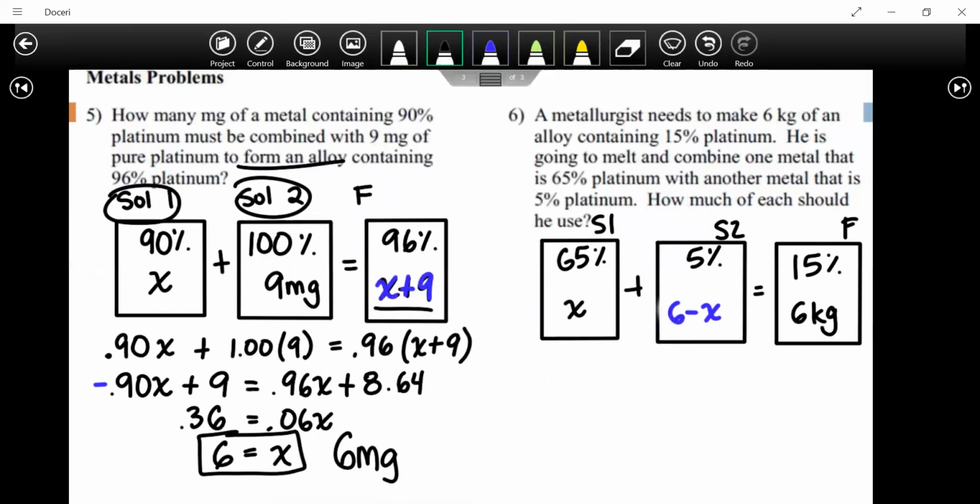So this is what we've got to be able to see. And it's going to be 6 minus X because we can have at most 6 kilograms, right? So if we take the difference of the two, it's going to be 6. We're going to have our solution, so 0.65 X plus 0.05 times 6 minus X is equal to 0.15 times 6.